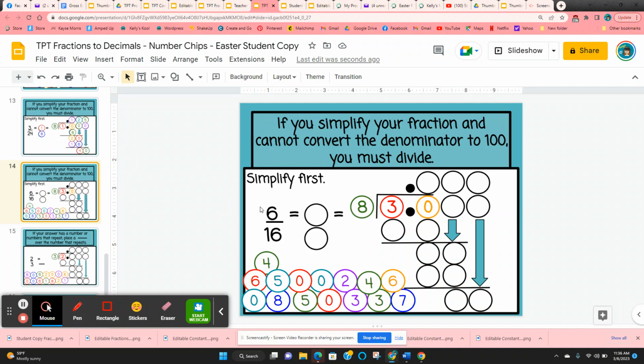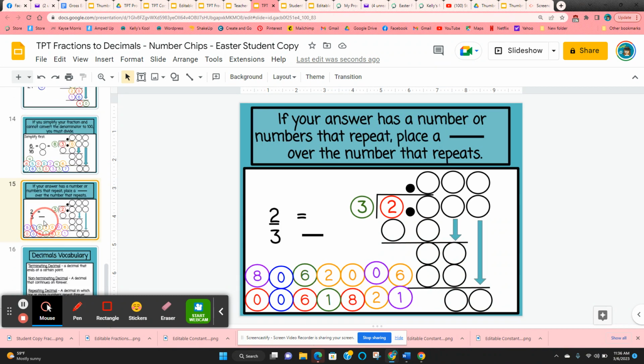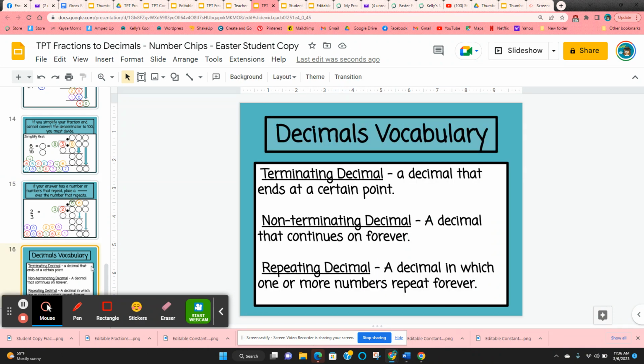Same thing on the next slide. They simplify. They'll get 3/8. They can't convert it to 100, so they have to use long division. And on the final slide, they've got a repeating decimal answer. So it's just going to be a 6 repeating. And they've got a little line here. They're going to place that above the 6, so they show that it's repeating. The final slide is just some vocabulary on decimals that you can go over with the students.